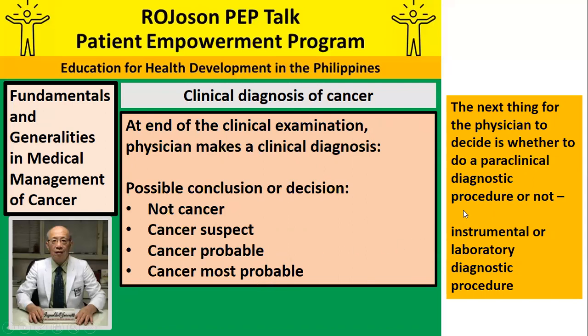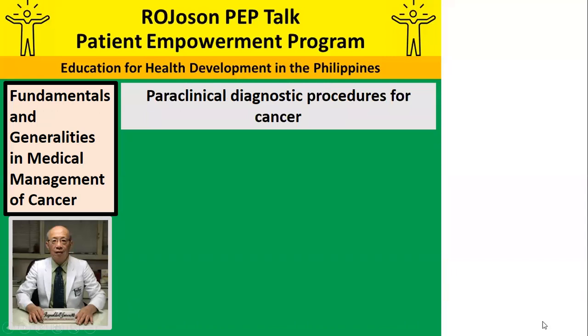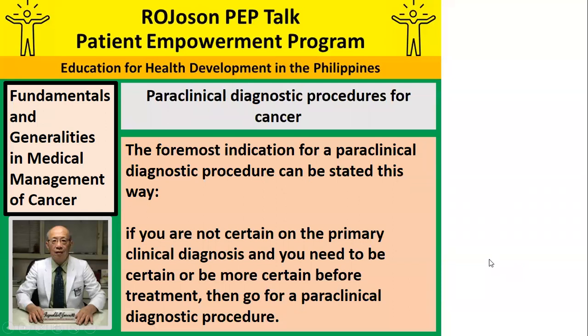So the next thing for the physician to decide after the clinical diagnosis is whether to do a paraclinical diagnostic procedure or not, whether to do an instrumental or laboratory diagnostic procedure or not. So let's now go to paraclinical diagnostic procedure for cancer. The foremost indication for a paraclinical diagnostic procedure can be stated this way. If you are not certain of the primary clinical diagnosis and you need to be more certain before treatment, then go for a paraclinical diagnostic procedure.